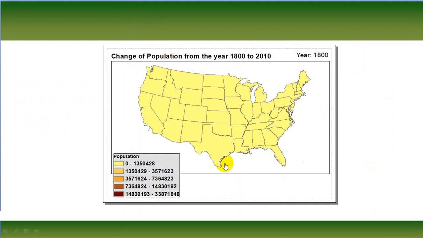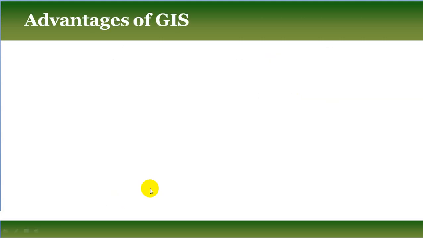Now in this particular animation I am showing you how the population of USA states changed from 1800 to 2010. This is the legend, low to high population rate. This temporal change, this trend, was measured using GIS software. So see this particular animation carefully, then you can easily understand.